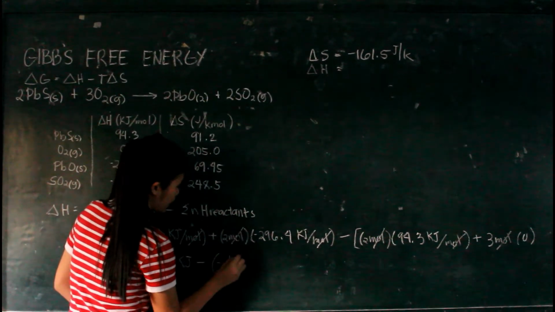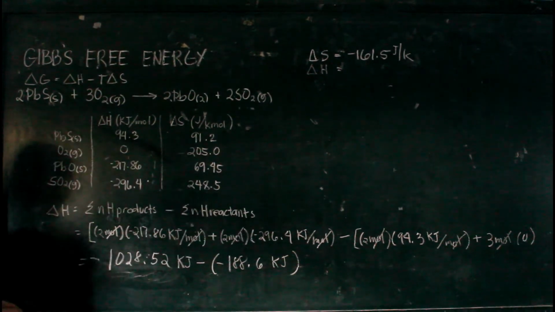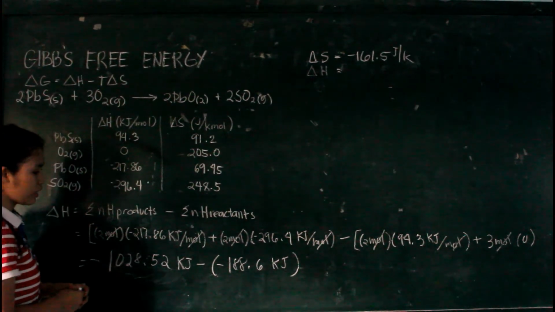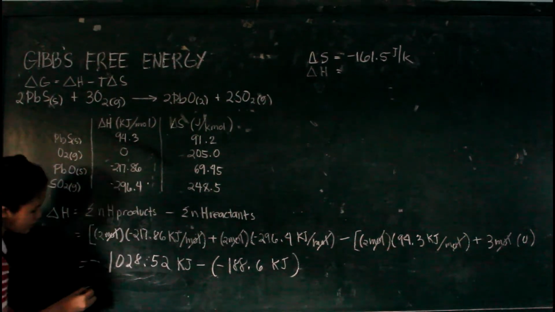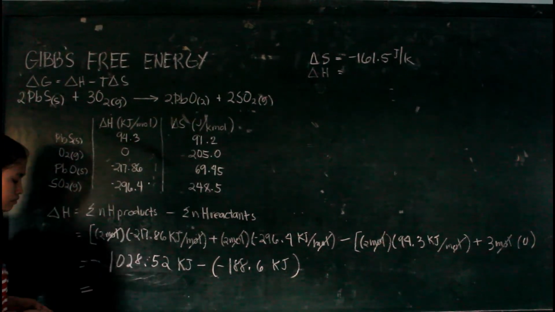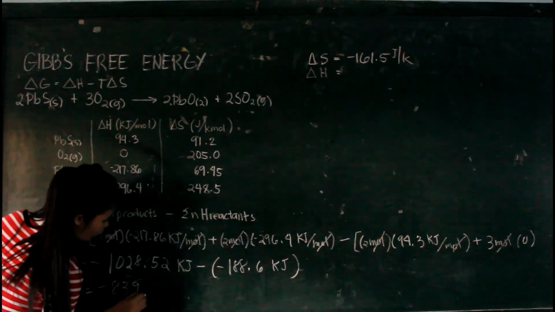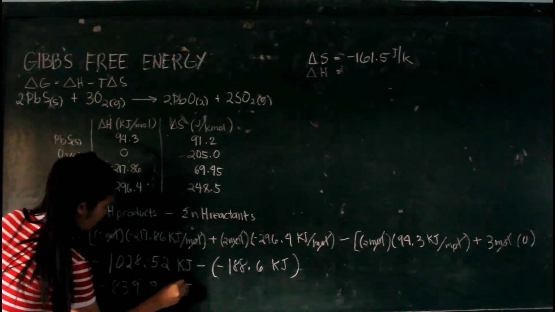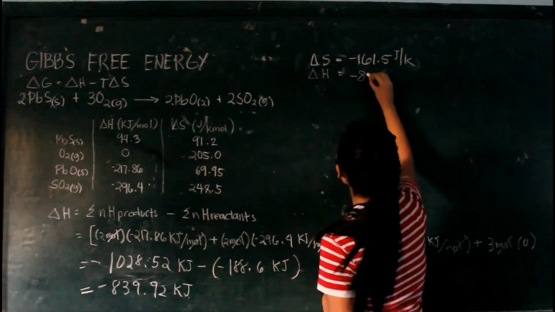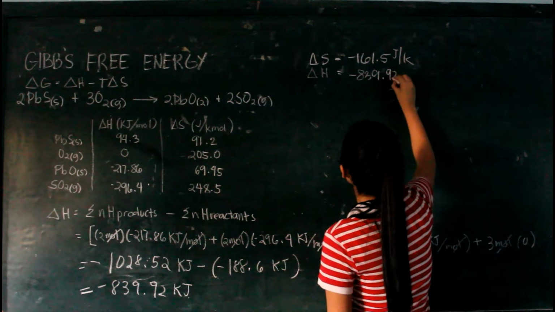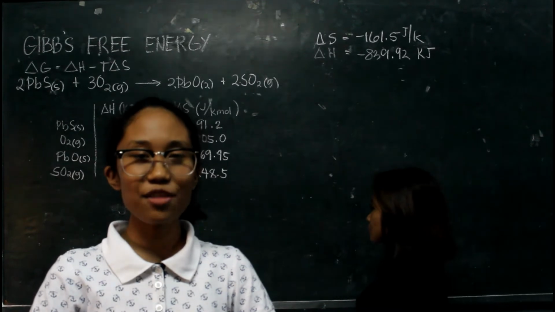So negative 1028.52 kilojoules minus negative 188.6 kilojoules is negative 839.92 kilojoules. So our delta H is negative 839.92 kilojoules. Now we have the data for the delta S and the delta H.